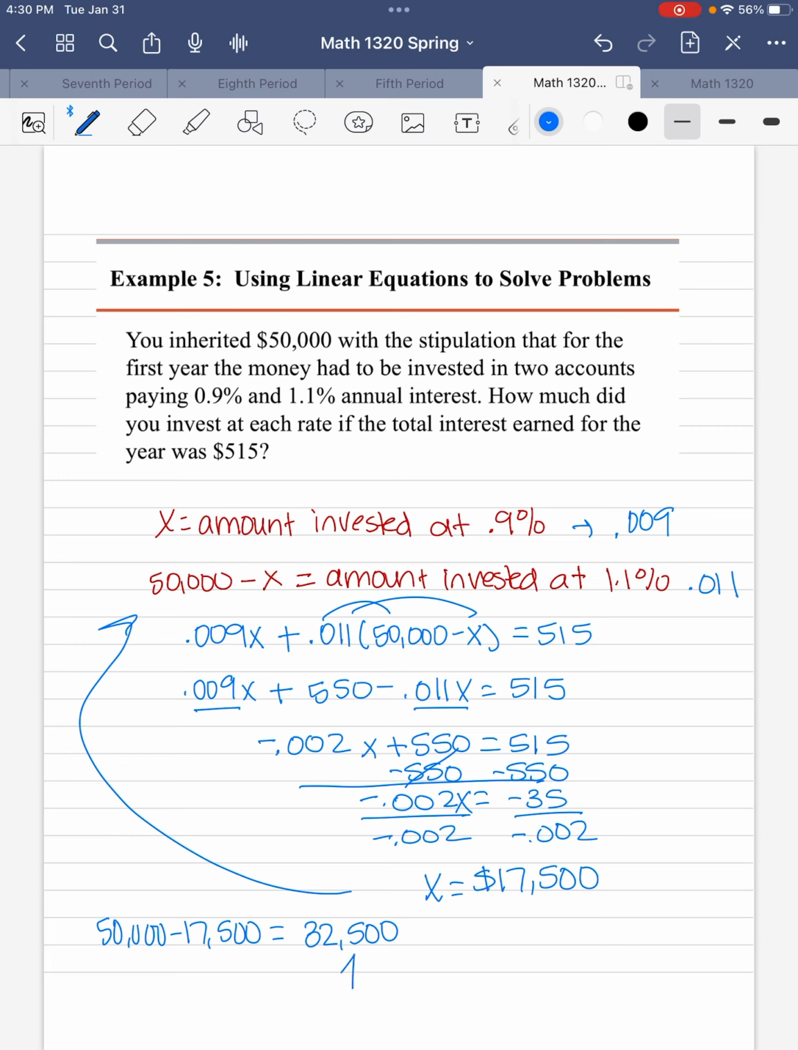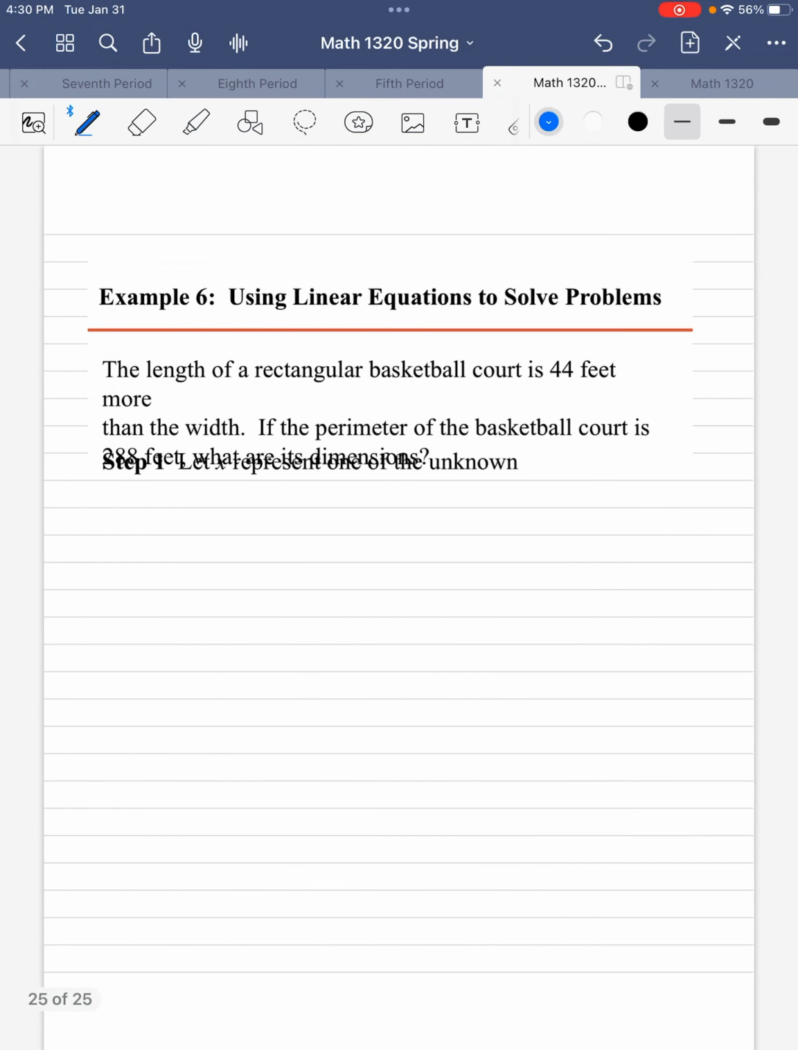So this is the amount that should be invested at the 1.1%, and this is the amount that should be invested at the 0.9% in order to get that 515 interest back. Okay, I think this is the last word problem. And it kind of messed up right there, but I'll read through it.